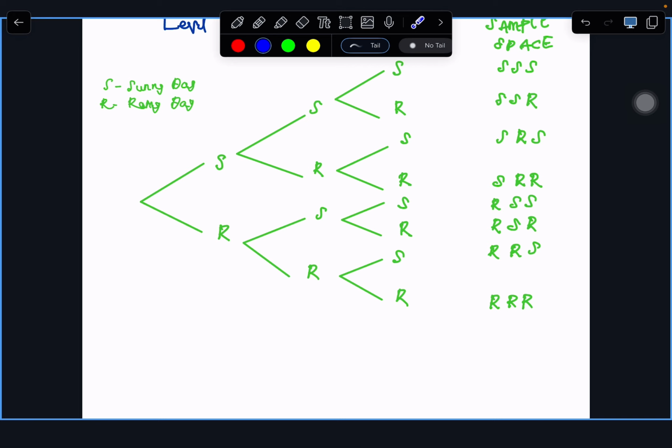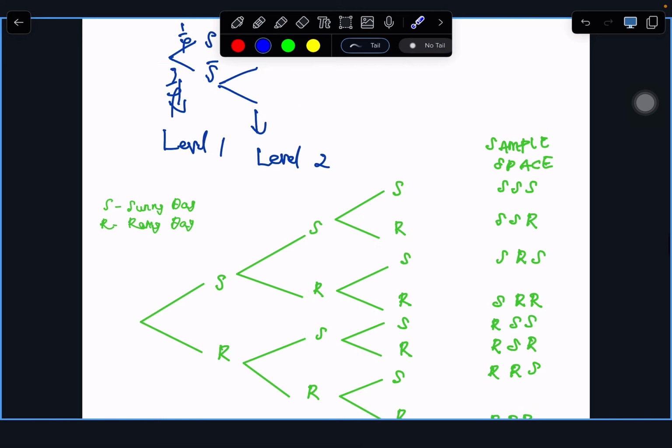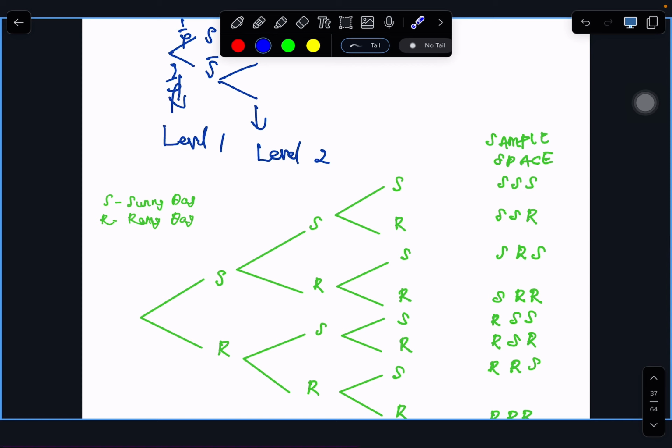Because it's exactly one, your answer for that question is this one, this one, and this one. How to label? Use the curly bracket, and comma, like SSR, comma, SRS, comma, and RSS, comma. Use the curly bracket.